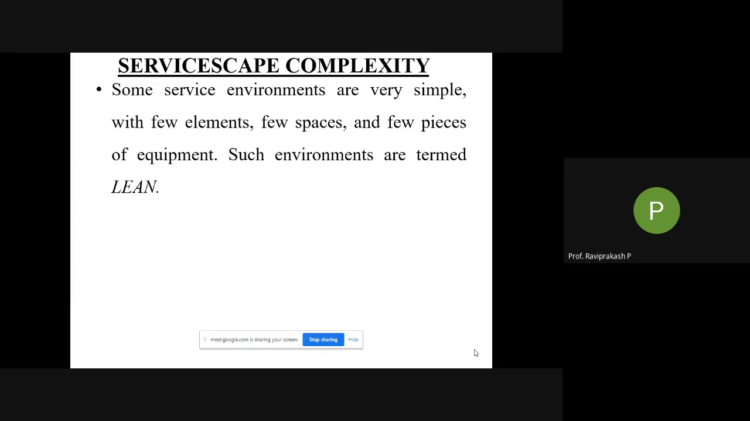Okay, then next comes service complexity. The previous ones all come under service usage, and next is service complexity. Some service environments are very simple, with few elements, few spaces, and few pieces of equipment. Such environments are called lean environments.